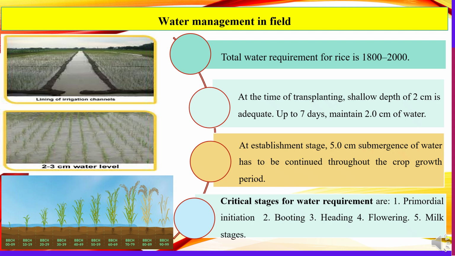Primordial initiation, start of panicle development. Booting stage, swelling of the flag leaf sheath. Heading stage, emergence of panicle. Flowering stage, anthesis. Milk stage, grain filling with milky fluid.